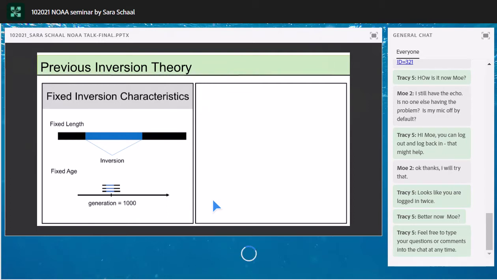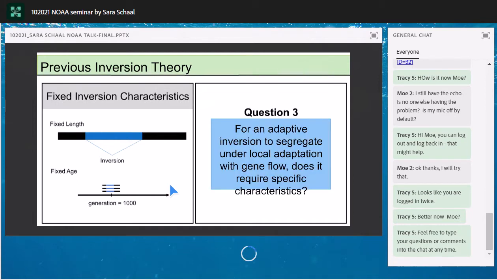Again, in a lot of the theory studies that have been done, inversions have been simulated as having a fixed length. So if there's more than one inversion in the simulation, it has one common length. And they also have a fixed age. So if there's more than one inversion in the simulation, they're introduced at a single time step, so they don't have varying ages. And so we don't have any theoretical understanding for how large inversions should be and how old they should be. We hope to ask that with our simulations. So when we do have an adaptive inversion, what are those characteristics? How big is it? How old is it?